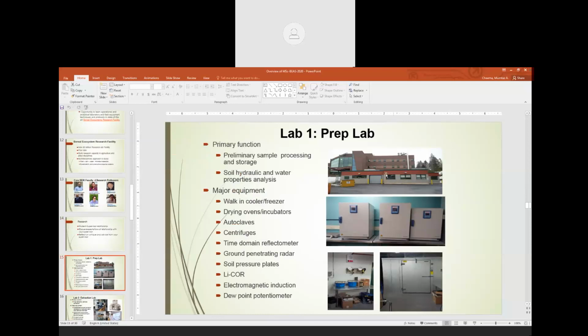You can see here the outside of the building, the lab building. You can see this is one of the entrances. Once we bring all our samples, either plant samples, soil samples, water samples, any samples related to that project, this is the first lab.